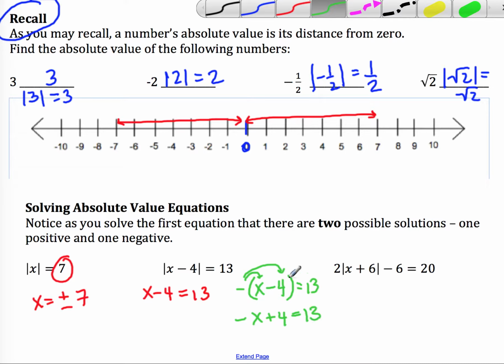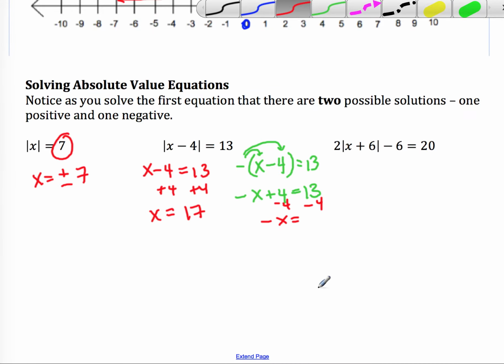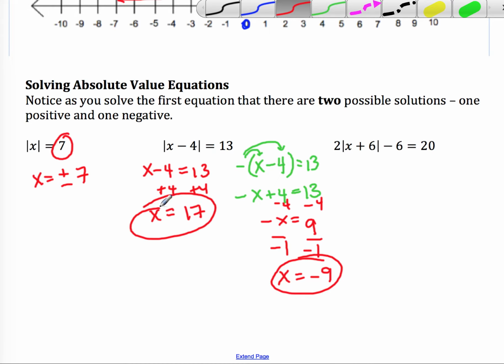So now we have 2 equations to solve here. We'll go back to this first one, add 4 to both sides, and we get x equals 17. And here, negative x equals 9. To get rid of that negative, you divide by negative 1, so x equals negative 9, and x equals positive 17. There's our 2 solutions.